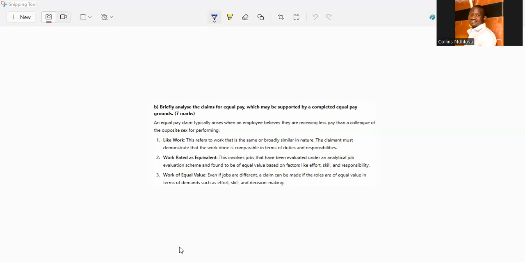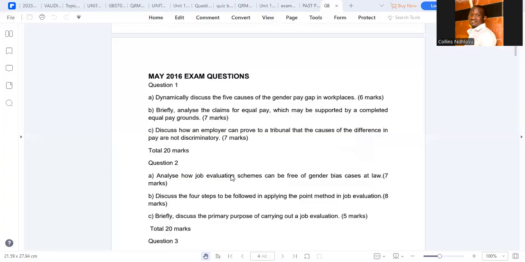So in short, what have we said? What is needed to support a claim? We need to prove an equal pay claim. So employees must bring evidence like, number one, job descriptions, pay slips, job evaluation results, witnesses or workplace policies. So this is how this could be answered. All right, so let's go to another question.